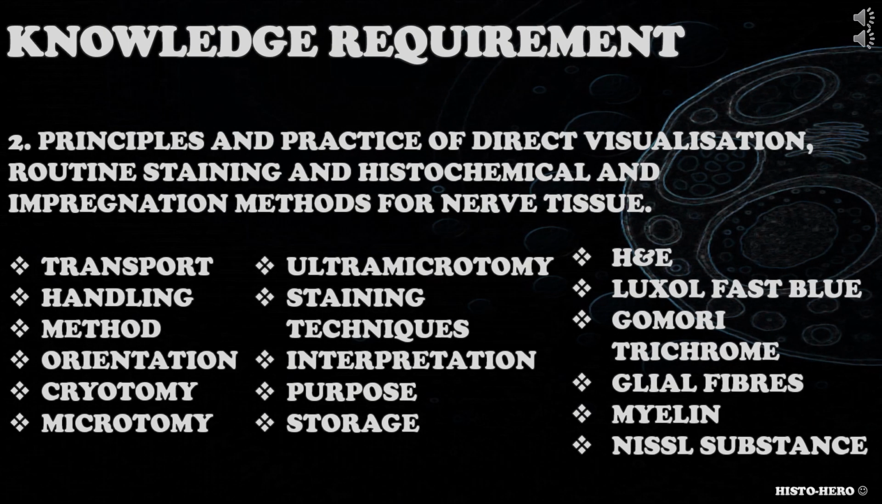The second knowledge requirement is principles and practice of direct visualization, routine staining, and histochemical and impregnation methods for nerve tissue. Candidate needs to have the knowledge and understanding about demonstration methods used for nerve biopsies. You could ask the candidate to list methods to detect relevant nerve elements, to explain the principles and practice of those methods, to name diseases that can be detected by those methods.